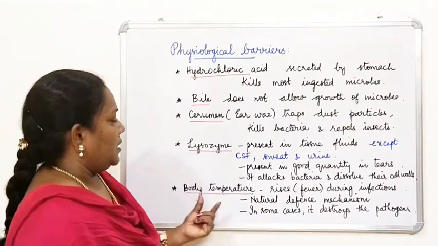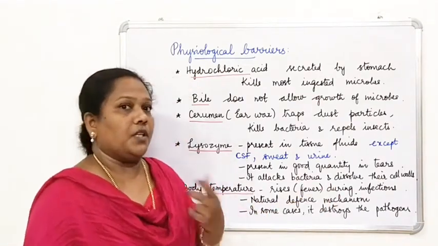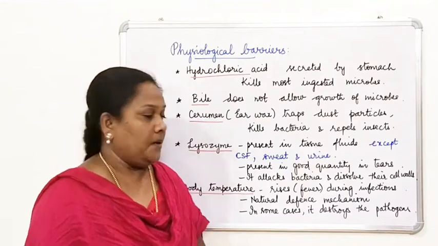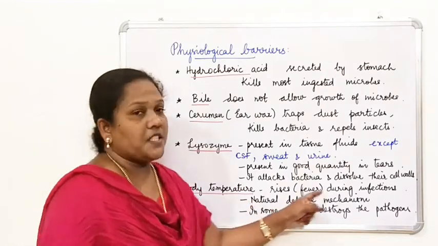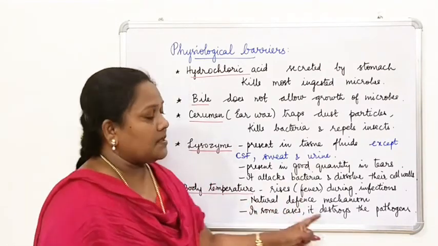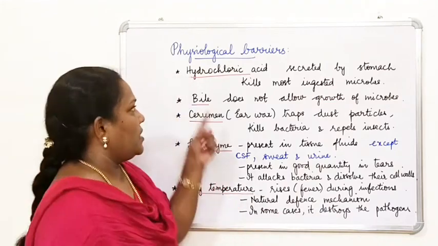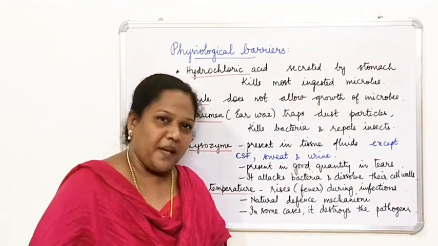During infections, the body temperature increases, which you call fever. That is one natural defense mechanism, and in some cases it also destroys the pathogens. These are the factors which act as a physiological barrier.